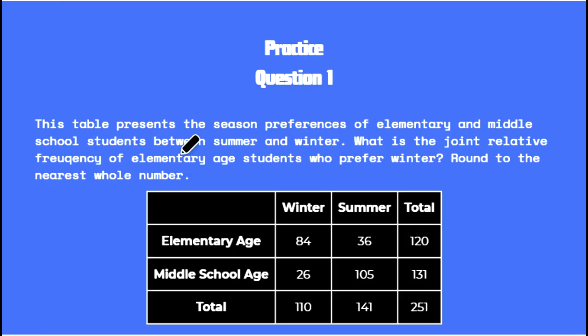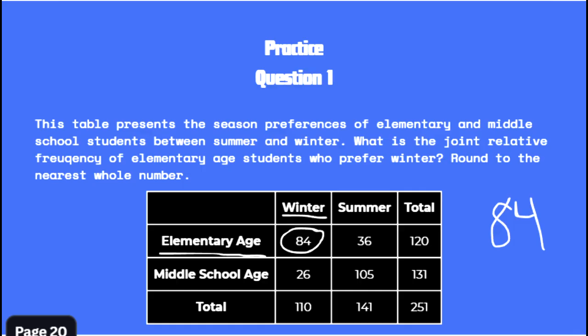Okay, so we're dealing with prefer winter and elementary age students. These are the two we're dealing with. So here's our cell, and they want the joint relative frequency. The joint relative frequency is just one particular category, so your answer is right there. Your answer is just 84. You don't need to do any more math.